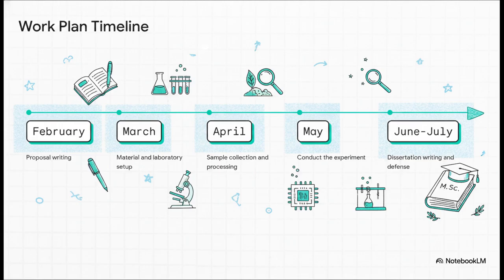Section 7 gives you a super structured work plan. Activity 1 is your proposal writing in February. Activity 2, material and laboratory setup preparation in March. Activity 3 is sample collection and processing in April. Activity 4, you actually conduct the experiment in May. And finally, Activities 5 and 6 are your dissertation writing and defense, scheduled for June and July. This timeline literally carries you from the very first word you write in February straight to your successful defense in the summer. It's all mapped out.